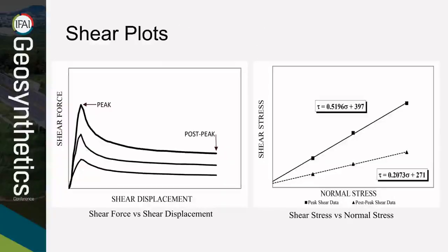The peak and post-peak shear values can be viewed for each normal load tested on the shear force versus shear displacement graphs. The post-peak shear values are taken at the end of the shear displacement distance. This displacement distance is typically 75 millimeters, as that is the limit of most commercially available large-scale shear machines. The identified peak and post-peak shear values for each normal load from the shear displacement curves are then plotted on the shear stress versus normal stress graph, and the best fit lines are drawn to provide the Mohr Coulomb shear strength envelopes.